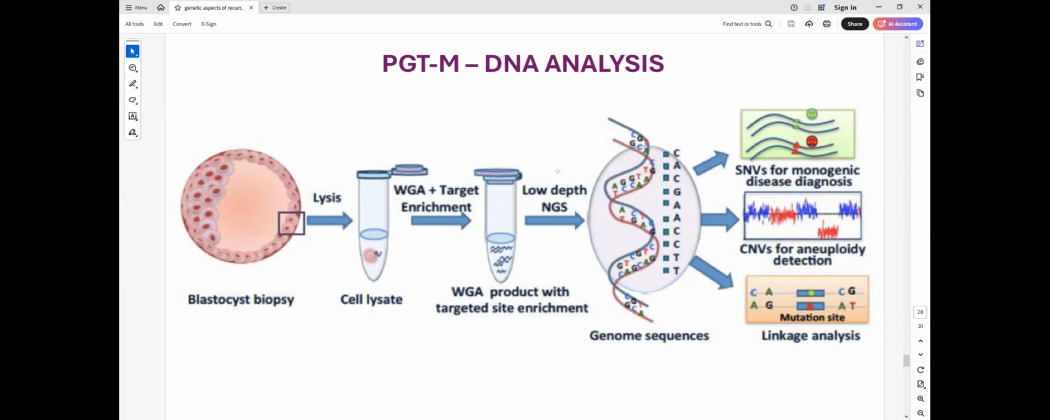And for PGT-M, when we are doing the DNA analysis, we collect the biopsy in what is known as a PCR tube. We add a cell lysate to it, and then the process of amplification, detection, sequencing is all carried out on that sample. And then we are able to see the single mutation that we are looking out for. Today, we can even do an NGS on the biopsy sample. So we get a whole lot of information from that small biopsy sample. Next, please.